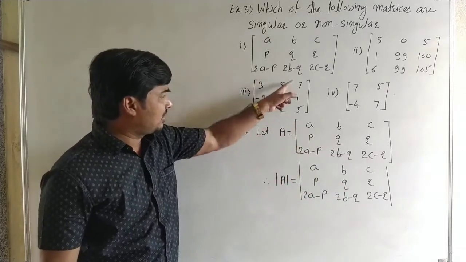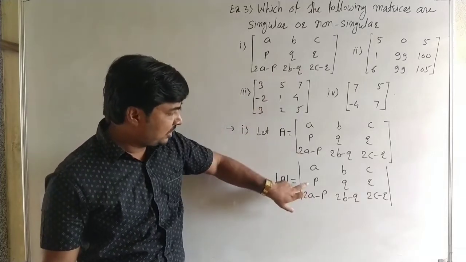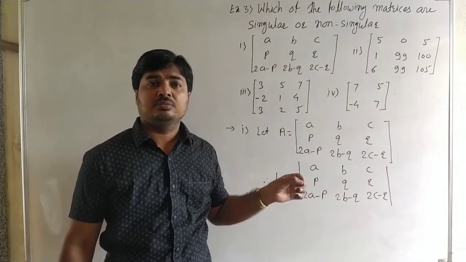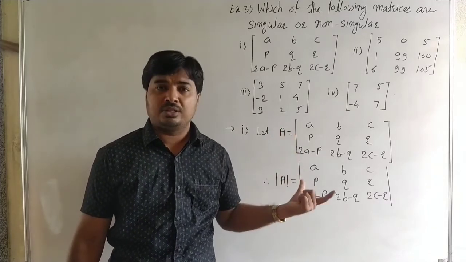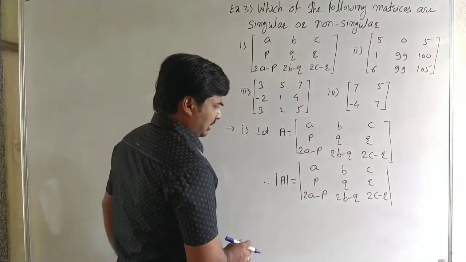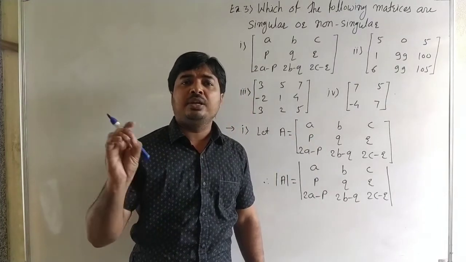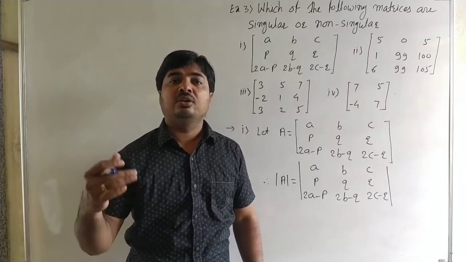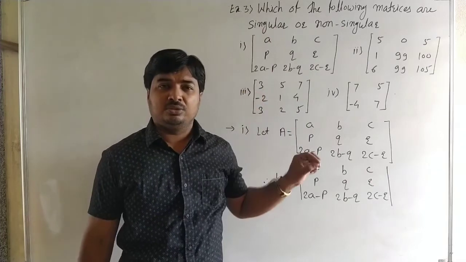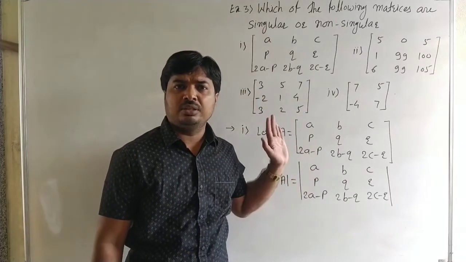Without expanding we find the value of this determinant. Now see carefully the properties of determinant. What are the properties? If any two rows or any two columns are equal, then the value of the determinant is 0. If it is singular, then it is 0, and if non-singular, then the value of the determinant is non-zero.